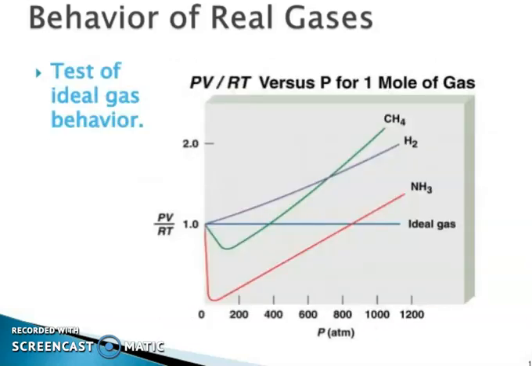So you can see the behavior of real gases, the test of ideal gas behavior. There is no ideal gas. Ammonia is a real gas, H2 is a real gas, CH4 is real. So, the PV by RT versus P plot for 1 mole of gas.